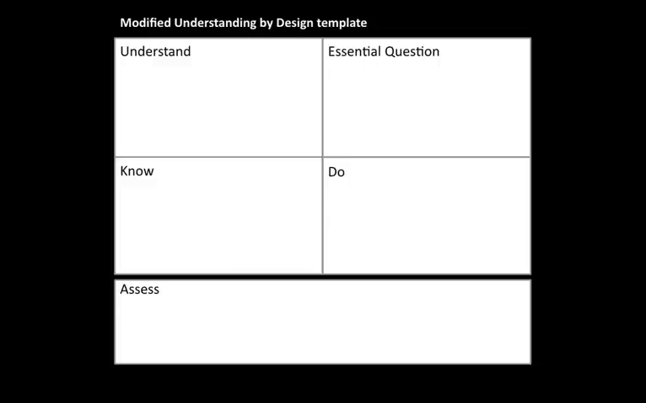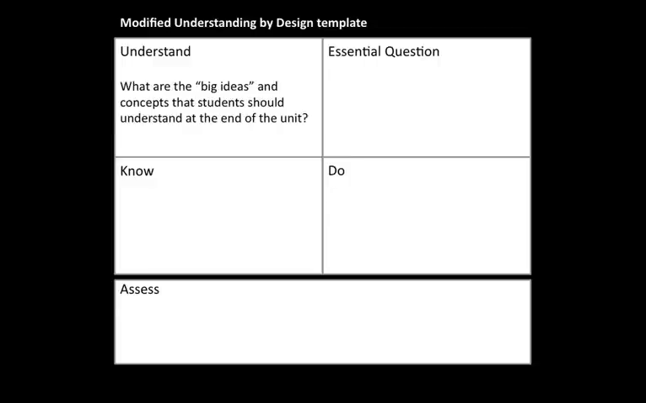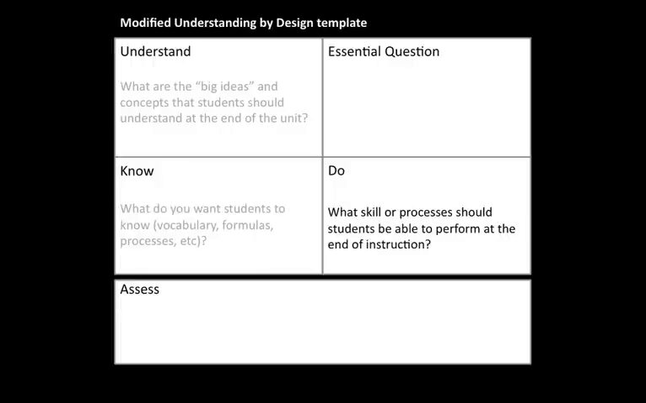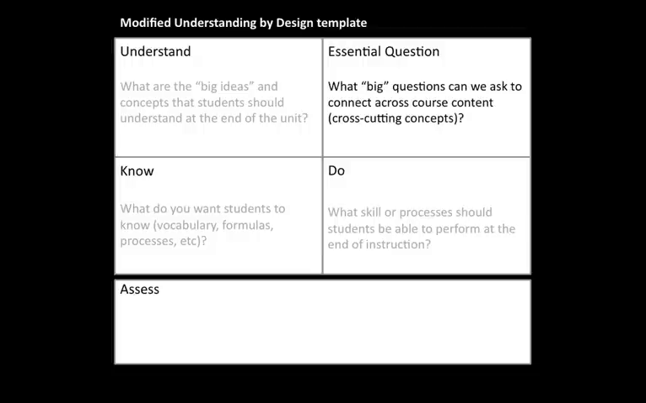What do we want students to understand, know, and be able to do at the end of instruction? By understand, we mean the big ideas or concepts that students should understand. When we talk about know, these are the smaller ideas, so vocabulary, formulas, and processes that are important for students to know at the end of instruction. In this section, we're looking at the skills or processes that students should be able to perform after instruction. So what should they be able to do? And finally, as we think about our learning goals for students, we have the essential question. What big questions can we ask that allow students to connect course content between units?